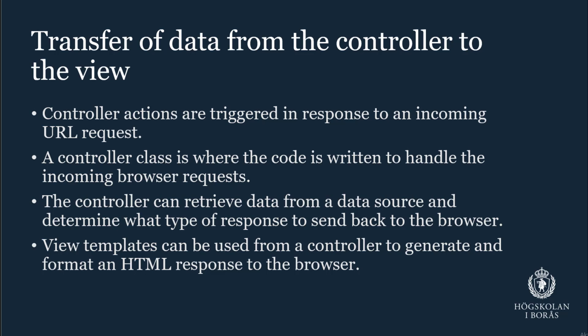So now that we have a view and a controller, let's start transferring data from the controller to the view. The controller actions are triggered in response to an incoming URL request. A controller class is where the code is written to handle the incoming browser request. The controller can retrieve data from a data source and determine what type of response to send back to the browser. And view templates can be used from a controller to generate and format an HTML response to the browser.